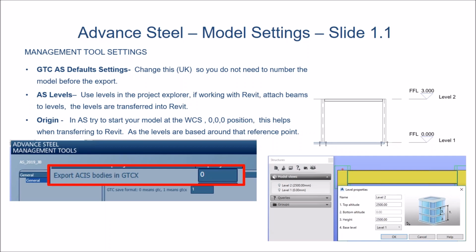In Advanced Steel, we can give it a different level. Just because you model it at zero doesn't mean that it's at zero. You can give it a level of 50 meters if you want to. And there's similar kinds of offsets available within the coordinate system inside Revit as well. So I would encourage you to just use those basic principles and use levels inside Advanced Steel. Use the Project Explorer, use your origin, and just watch out for your defaults.